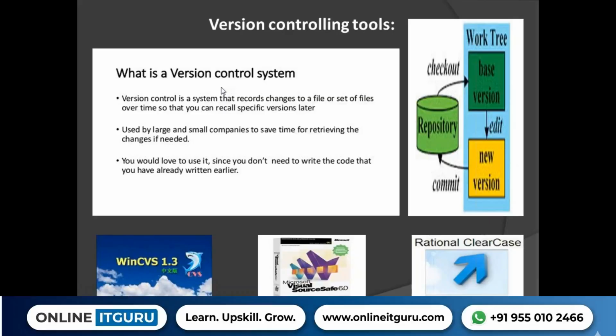To save these previous versions, we are going to use different softwares. One is WinCVS, another one is Visual Source Safe, and the third one is Rational ClearCase. So these are different softwares which we are going to use. This is done by a developer, not by a BA. I am just explaining a concept called version controlling system. This is done by the developer.